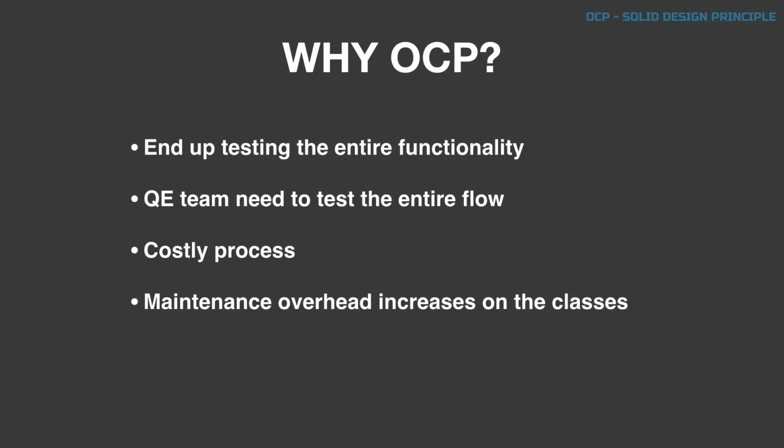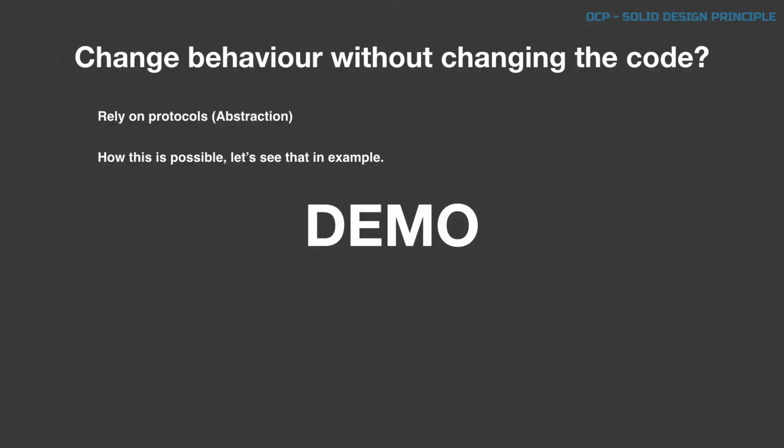So that's why the OCP, open close principle, is very important. Throughout the video, we are talking about changing the behavior without changing the code. So how can this be achievable? We can achieve it by relying on the protocols. It is called interfaces in the other languages, and we'll understand it once we get into the demo part.